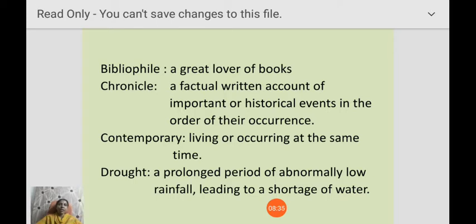Chronicle. A factual written account of important or historical events in the order of their occurrence. So, what is a chronicle? It is a written account. This you have to remember, written account. Something in written form. What is written in this? Important or historical events. It can be historical events or some other important events in the order of the occurrence. In the chronological order they are written. So that's why it is called chronicle.